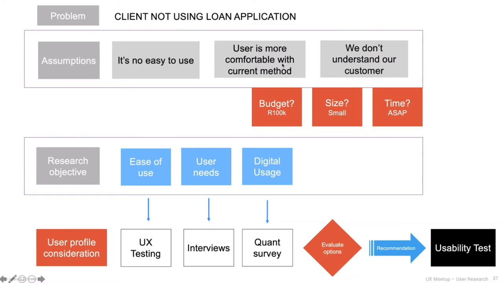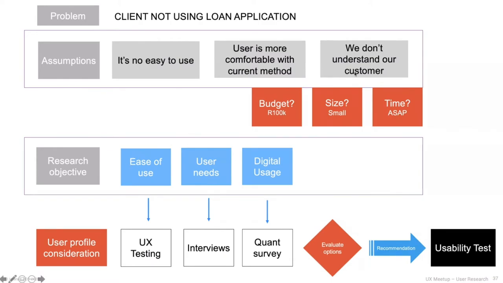Depending on what your assumptions are, like if you don't understand your customer versus we know it's not easy to use and it's very clunky, that will tell you what you need to do. Then you take your factors in. You've got a budget: I've got 100K. It's a small project, and I need feedback quick, we're launching in 2 weeks. All of these things will help you start designing the right methodology. For instance, if you need feedback by next week, it might not be possible to do usability testing, but you can have an expert review it and give you guidance and tips on small things you can do to improve your design before you launch.